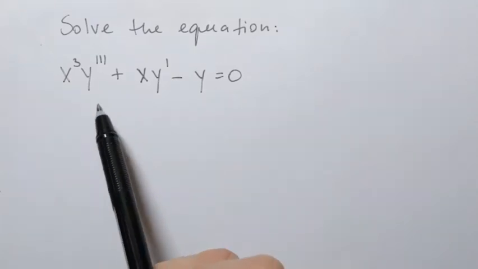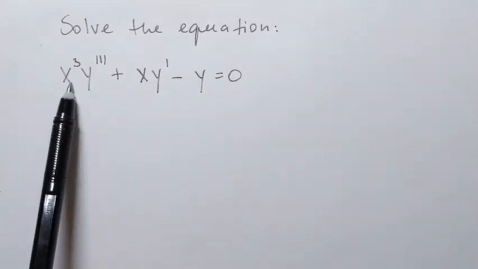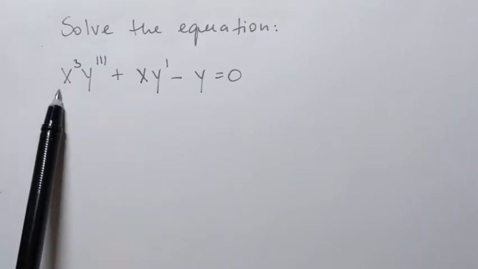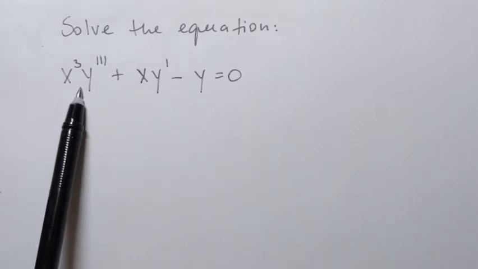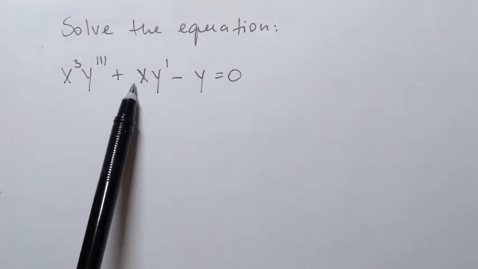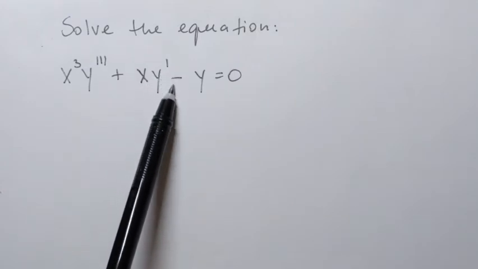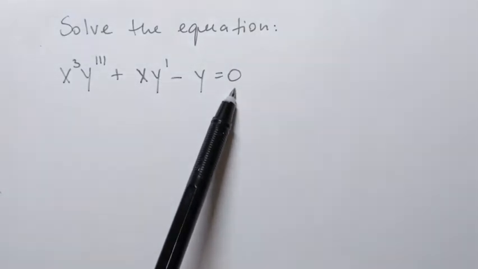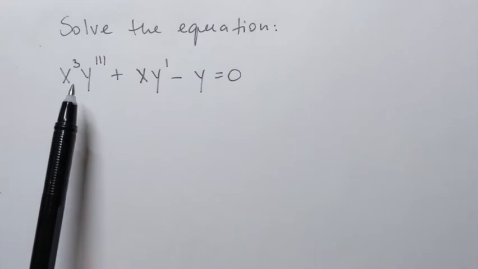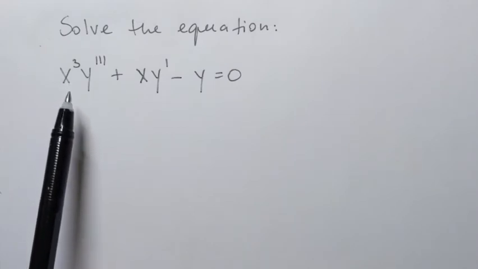Let's try to solve the following differential equation. x cubed times the third derivative of y plus x y prime minus y equals 0. Now this equation is a Cauchy-Euler equation.